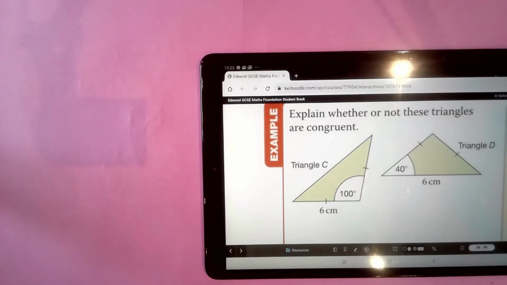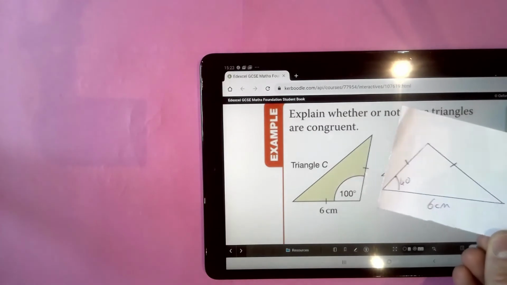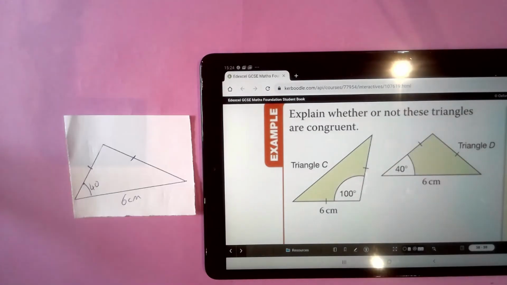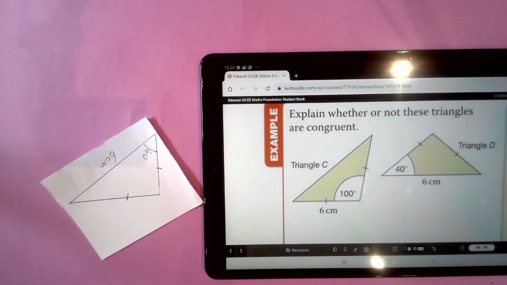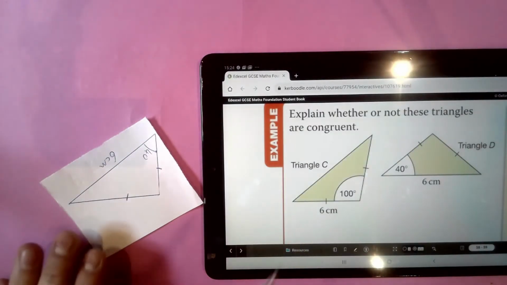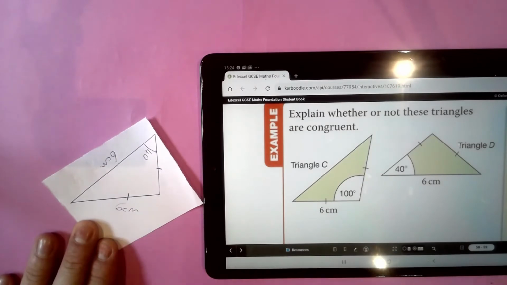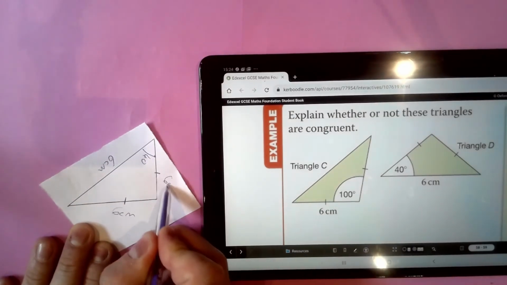In the first example, we need to try and prove whether these two triangles are congruent or not. So I can rotate things around. I've redrawn the second triangle. If I rotate this triangle, so they're in the same orientation, we now have the lining up of these two equal sized sides. So these are both isosceles triangles where 6 centimeters is here and 6 centimeters is here.